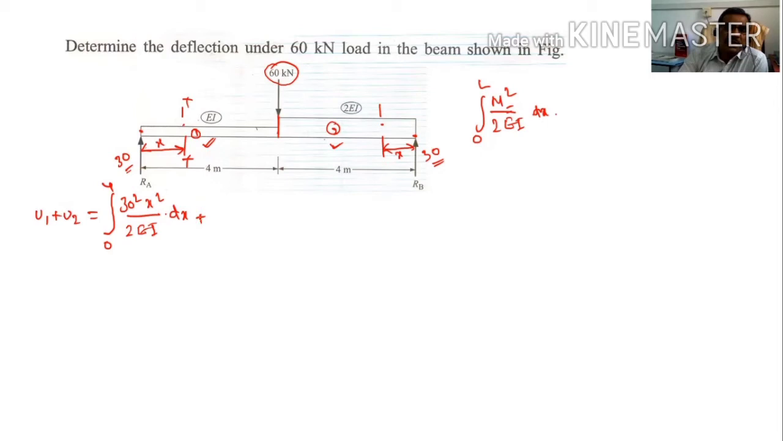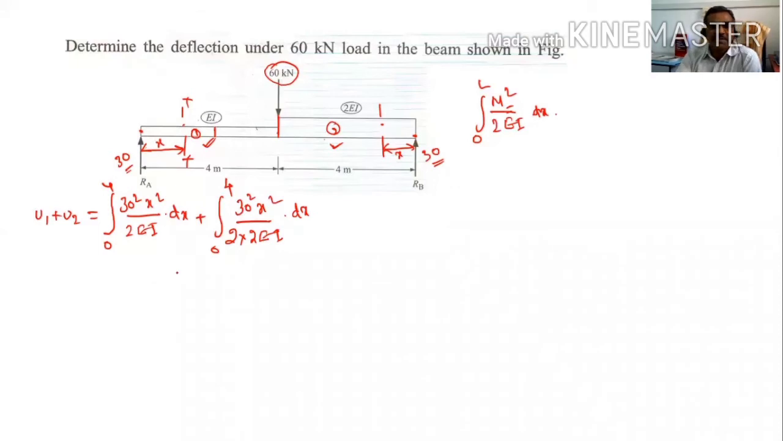Similarly for section 2, the distance is also from 0 to 4. Here also 30. So 30 square x square divided by 2EI. Here the EI value is EI only, but here EI is equal to 2EI, because the size of the beam is a little bigger. So 2 into EI is 2EI, into dx.